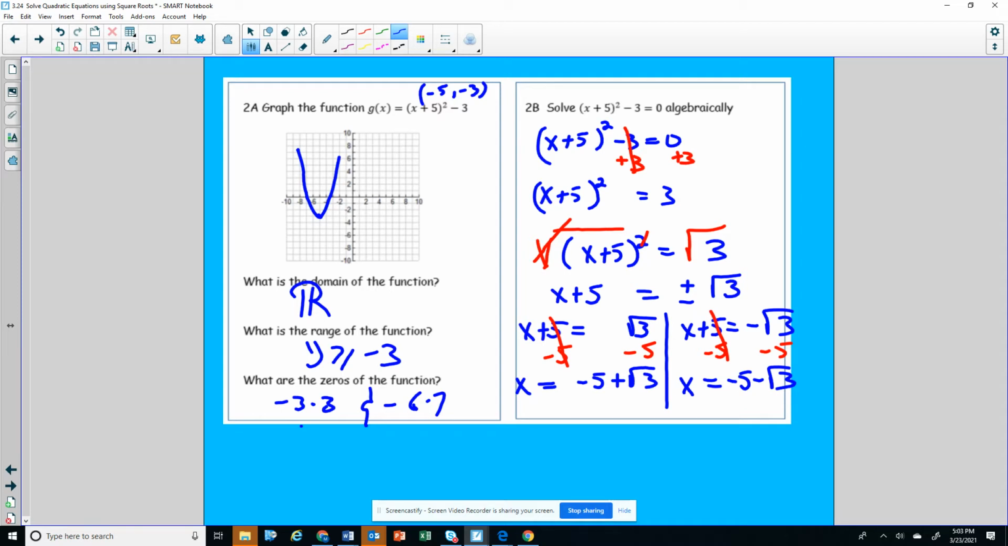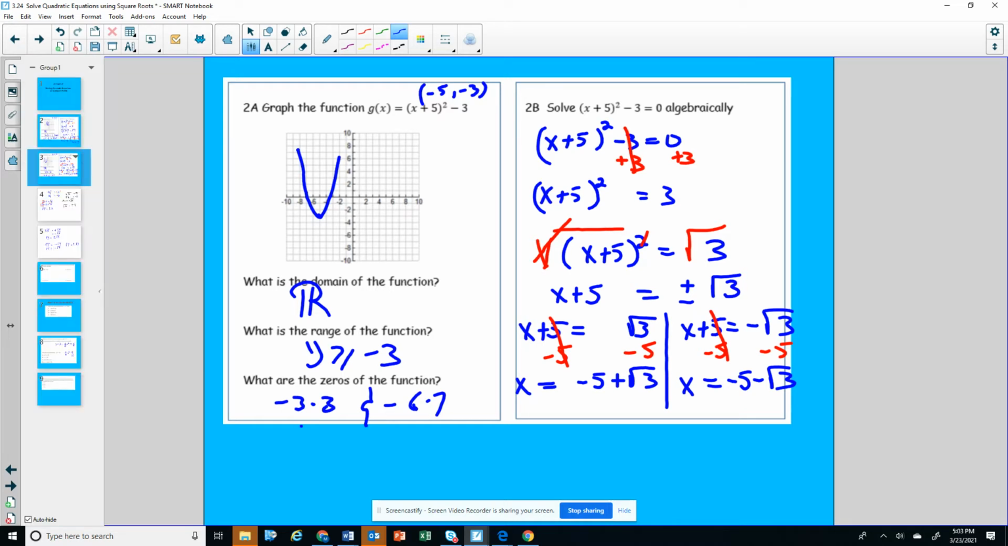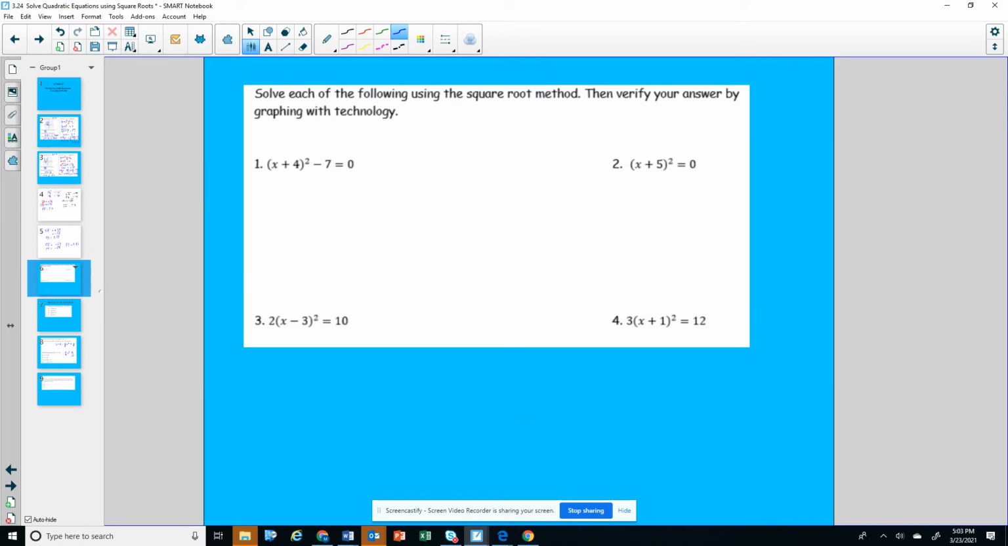All right, let's try some more examples. This is what we have here. Okay, here it says use the square root method, and verify your answer by graphing with technology. So we can verify our answer by graphing. So let's solve number 1.